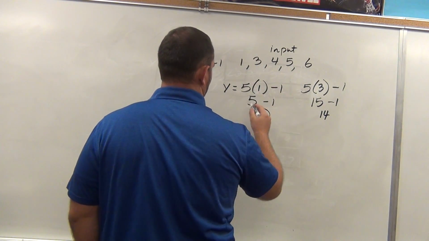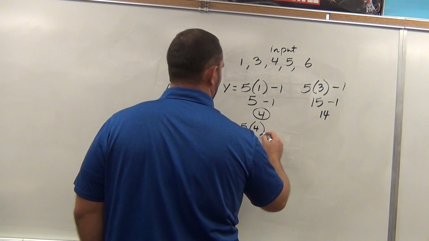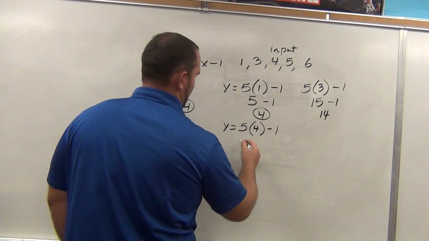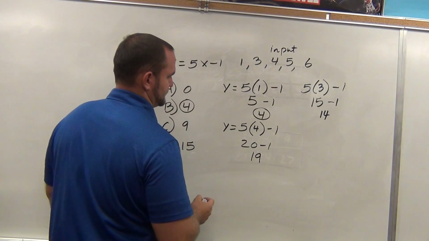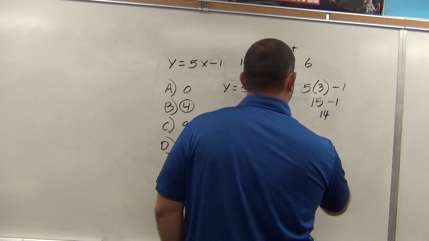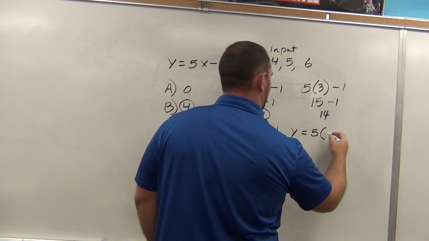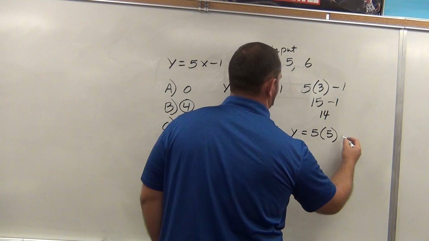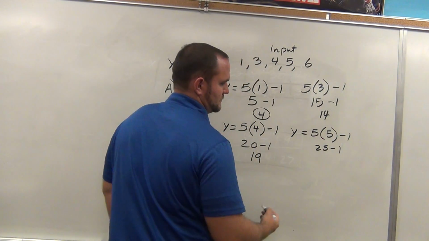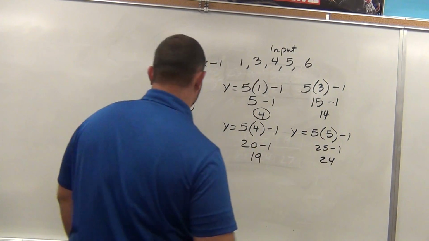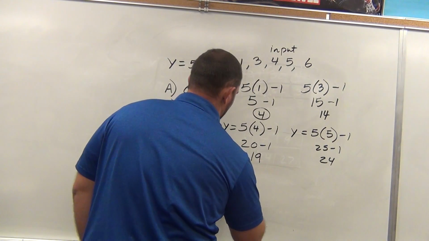So let's try a different one. y equals 5 times 4, minus 1. So that is 20 minus 1, so that is 19. Not in our answer. y is 5 times 5 minus 1. So that's 25 minus 1. That's 24.